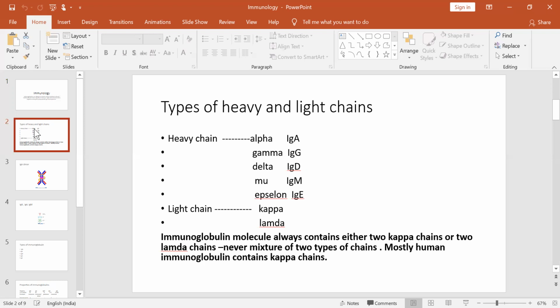Now, remember that an immunoglobulin molecule always contains either 2 kappa chains or 2 lambda chains, never a mixture of the 2 types of chain. Most human immunoglobulin contains kappa chain.